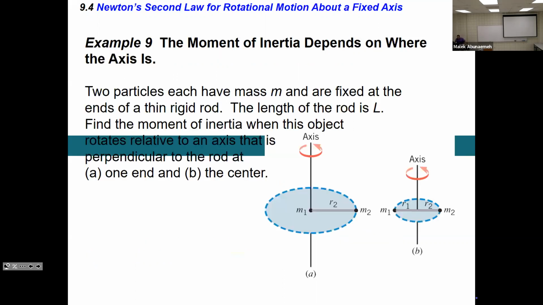So let's say we have a question. You've got two particles, each with a mass m, fixed at the ends of a thin, rigid rod. The length of the rod is L. Find the moment of inertia when the object rotates relative to an axis that is perpendicular to the rod at one end, and then at the center. So this one is going to be the full length, and this one is going to be half, R1, R2. That's the full rod.